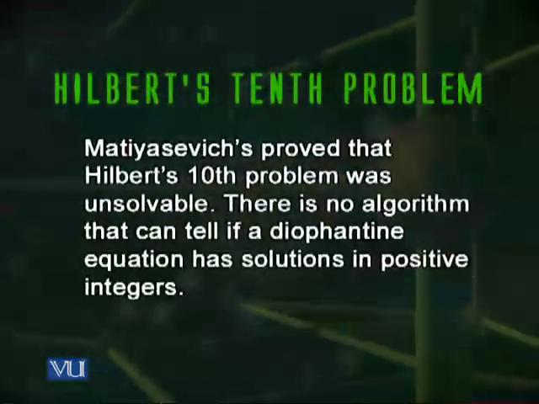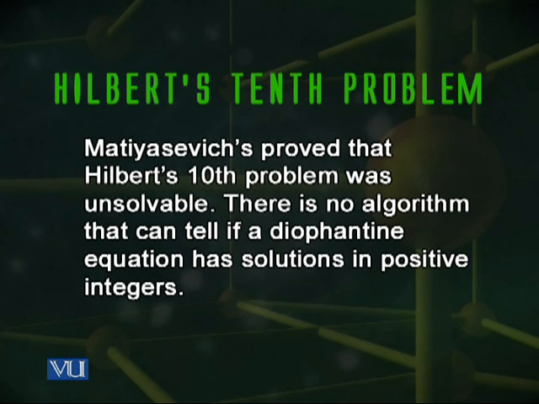Hilbert had said, find an algorithm which will tell us whether a Diophantine equation is solvable or not. And Matiyasevich did not find such an algorithm, so how did he solve this problem? Well, that's where the answer becomes more interesting than you would have hoped. Matiyasevich proved that Hilbert's 10th problem was unsolvable. There is no algorithm that can tell if a Diophantine equation has a solution in positive integers.